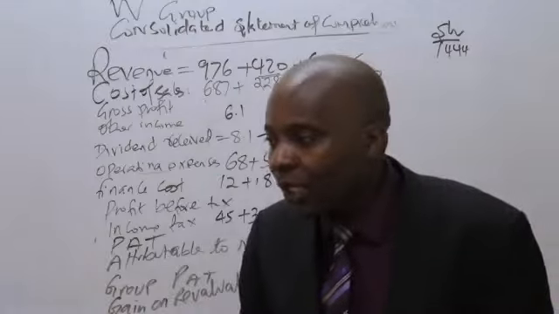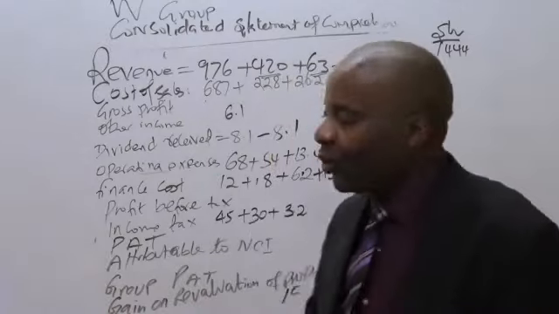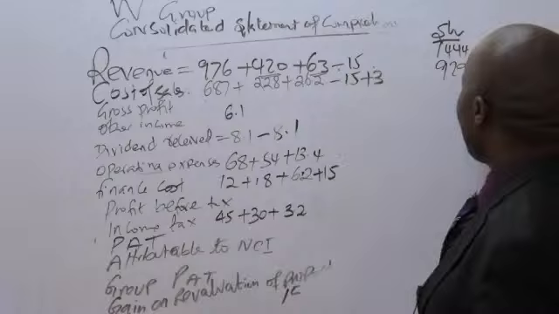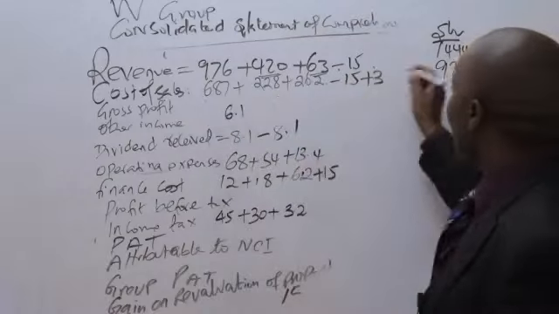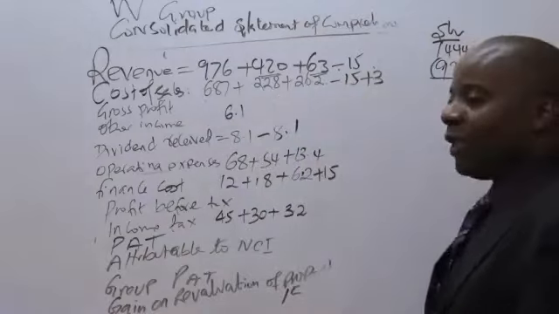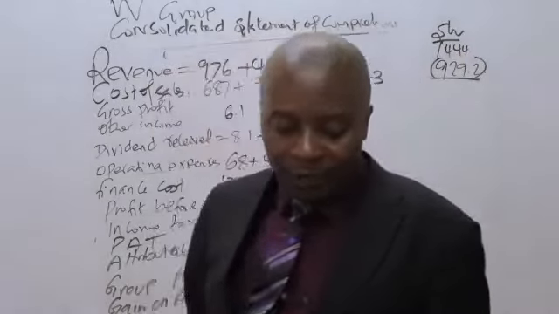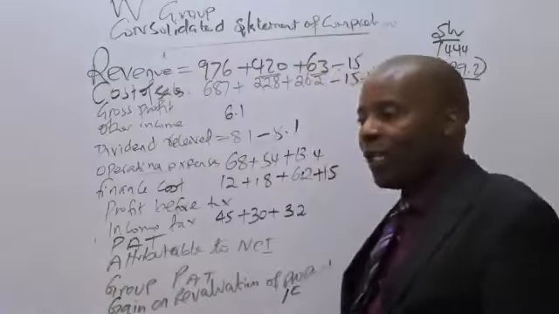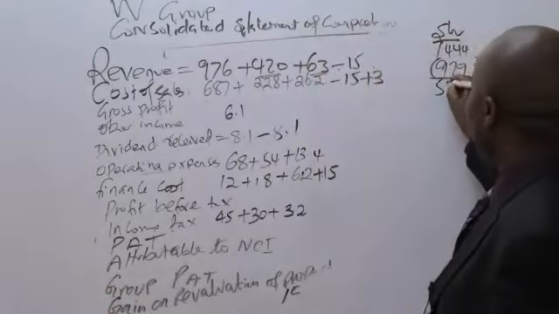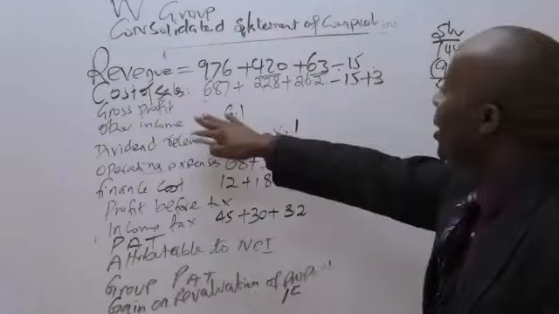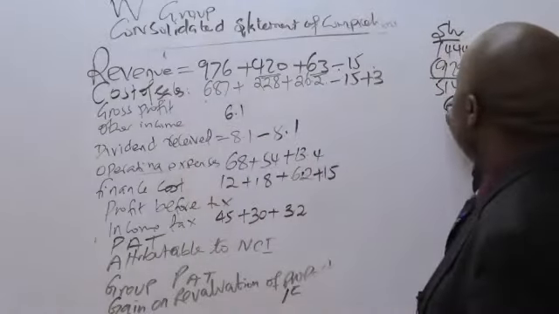Consolidated cost of sales, 929.2. Then we have our gross profit. Please subtract there, give us the beautiful gross profit, 514.8. Do we have other incomes? Yes, these other incomes, no adjustment at all.